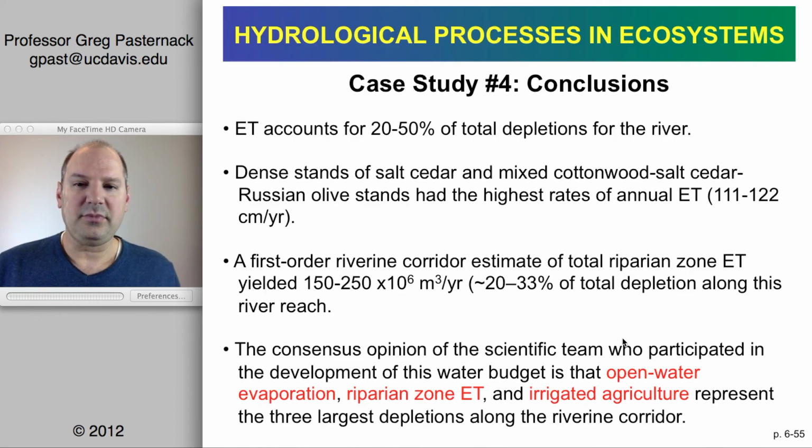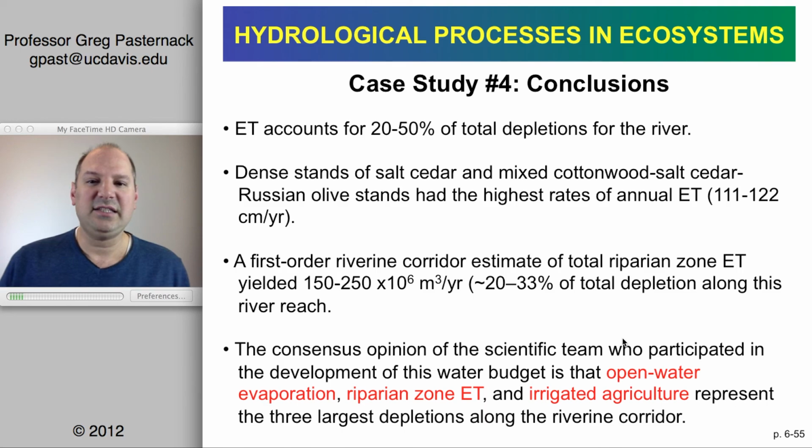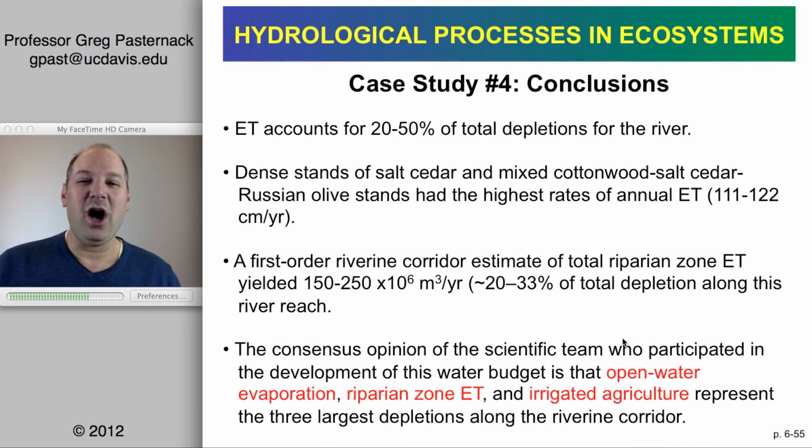So in summary, evapotranspiration accounts for 20 to 50% of total depletions from the river. Dense stands of salt cedar and mixed cottonwood, salt cedar and Russian olives had the highest rates of annual evapotranspiration, which could range from 100 to 120 centimeters of water per year. Our first order river corridor estimate of total riparian zone ET was 150 to 250 million cubic meters of water per year. That's a huge amount of water that's, I don't want to say being lost, but it's certainly being used. It's an ecosystem function that's making use of that water.